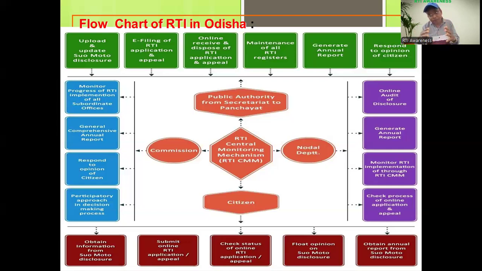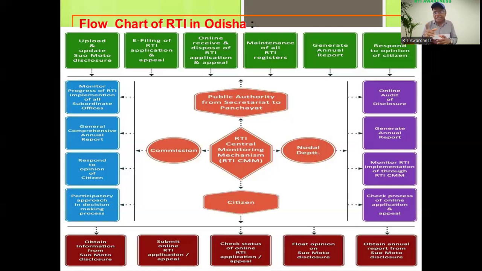Then at the end of the financial year, as per section 25, we have to provide data to our parent or administrative department in order to prepare the annual report data: how much applications we have received, how much we have complied with, meaning how much we have supplied, transferred and rejected. Appeals are the same. All this data we have to provide to our administrative department on time. So this is the second stakeholder.